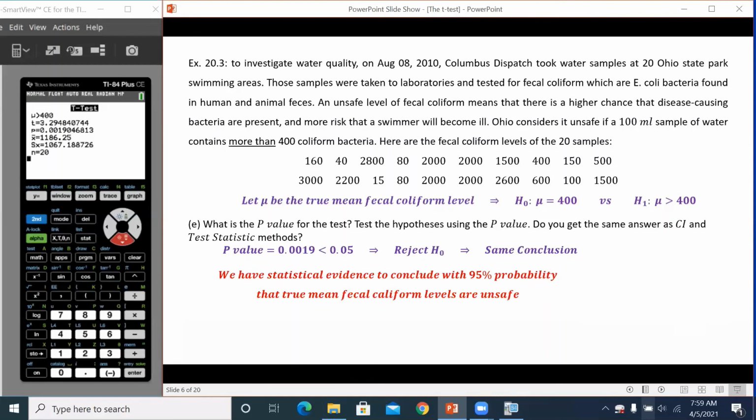Interpretation once again stays the same. We have statistical evidence to conclude with 95% probability that the true mean fecal coliform levels are unsafe, or in other words, are greater than 400.